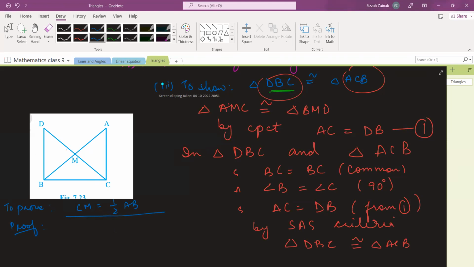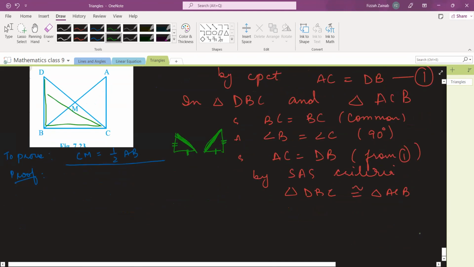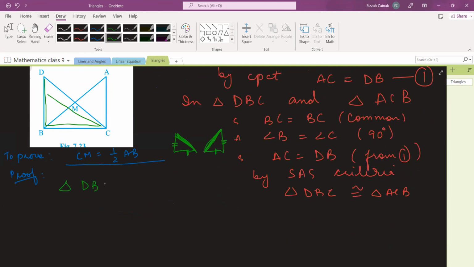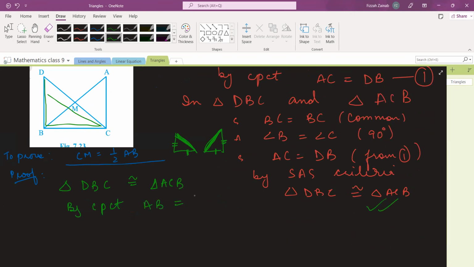Now in these two triangles, which I have just considered, this triangle and this triangle, this side was already common, right? This we have shown, we have used result 1. Now only this side is remaining. So by CPCT we can make it equal. These two triangles are already congruent, that triangle DBC is congruent to triangle ACB. We have just shown, right? So by CPCT I can say that the side AB is equal to side CD.